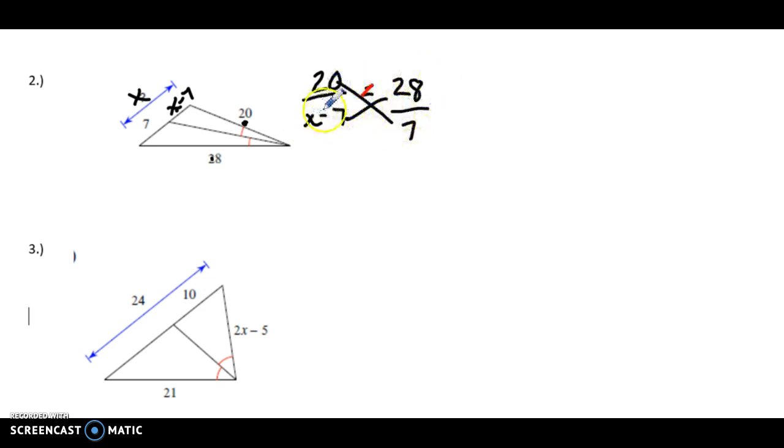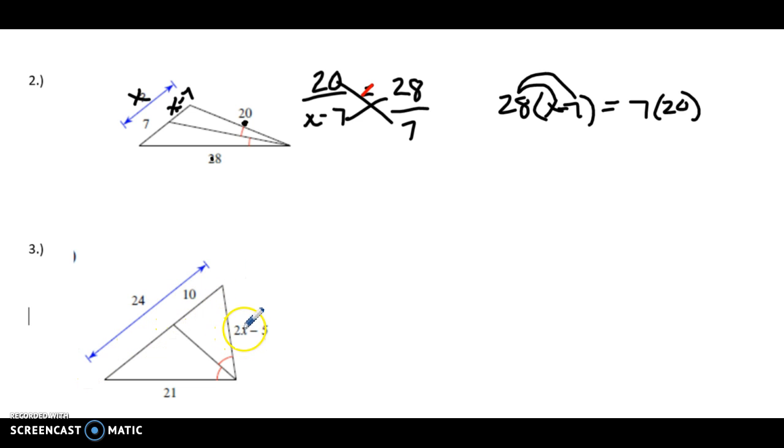Don't forget, when you multiply the 28 times that quantity, you're doing 28 times this whole thing, x minus 7. And when you do that, you have to remember to use the special property called the distributive property. And on the right, you're going to have 7 times 20. Okay, finish up that algebra on your own. And let's take a look at number 3.